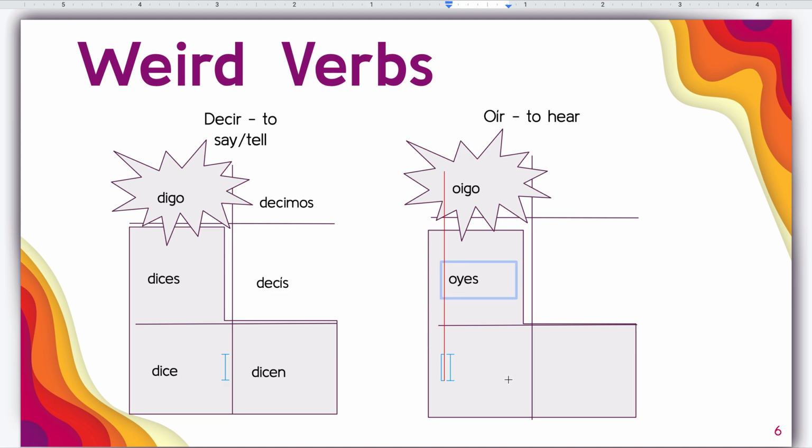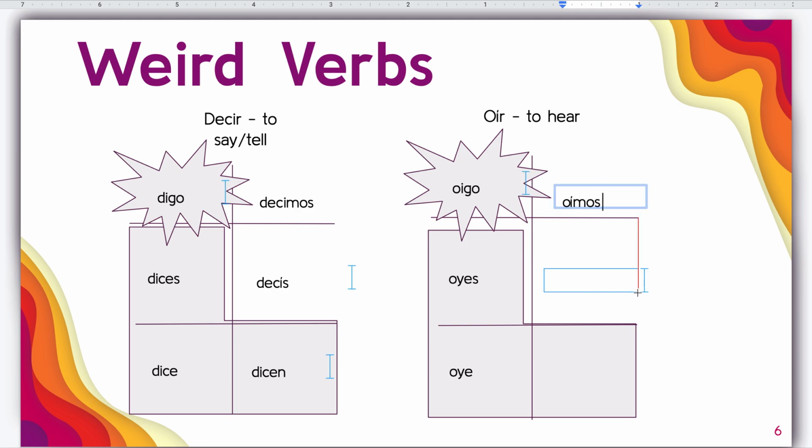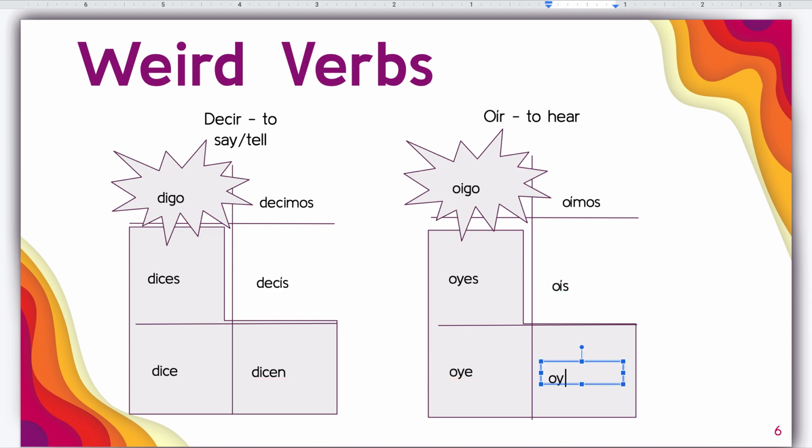And there is a reason for that, because if you put O-I-E-S, it's just a bunch of vowels and it doesn't have anything to give it substance. So therefore they have to add the Y. So the Y is going to be in the usted form, oye. Now the nosotros form is the most normal. It is oímos. The vosotros form is also normal. It is oís. And then the last one is the ustedes, and that is back with the Y as oyen.